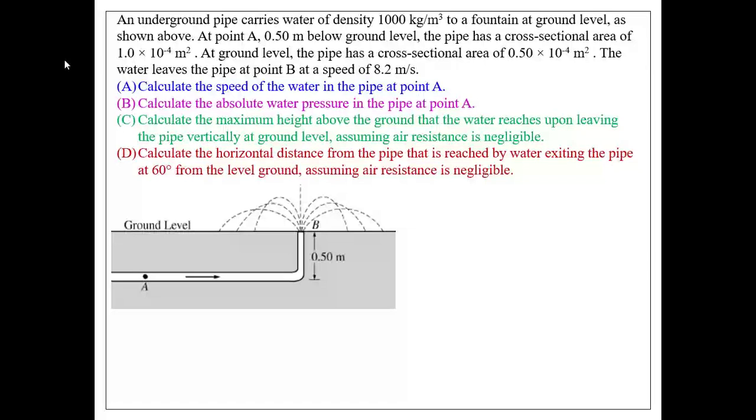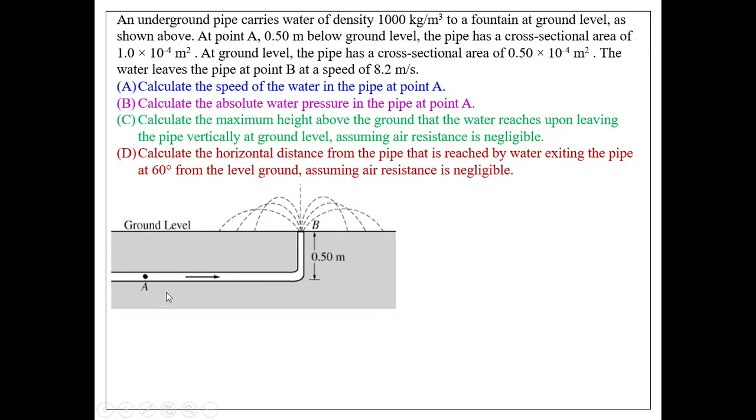Here in this particular problem, we have an underground pipe that has a water density of 1,000 kilograms per meter cubed, and it says there's a fountain at the ground level. And it says here in the diagram, point A is 0.5 meters below ground level, and the pipe has a cross-section area of 1.0 times 10 to the negative 4 meters squared.